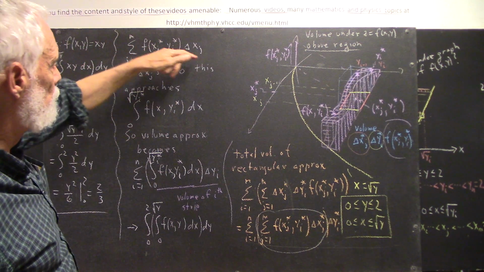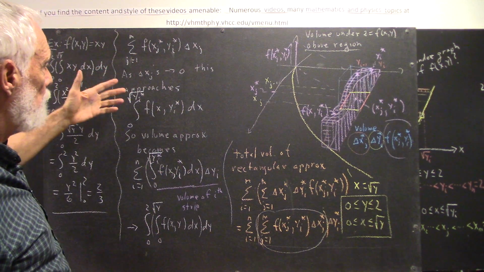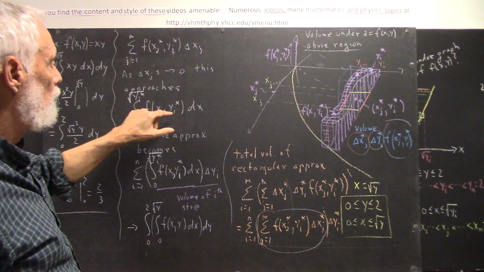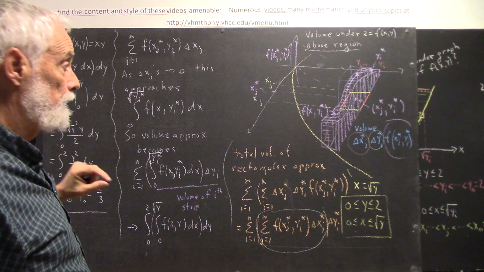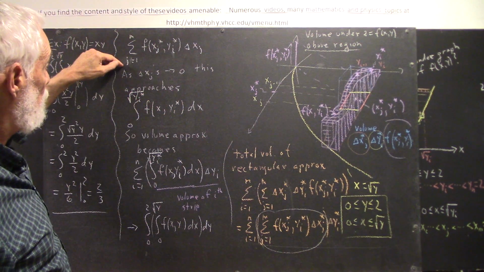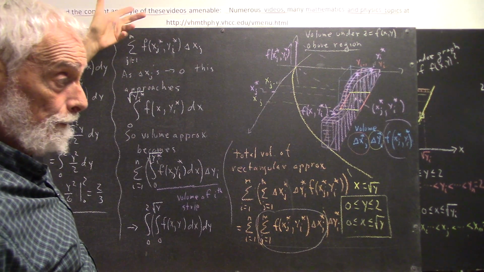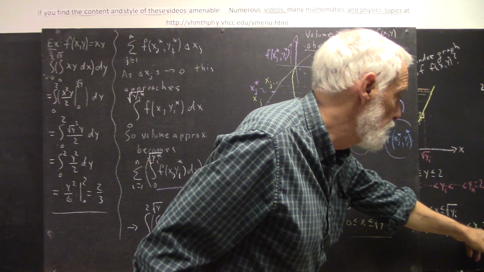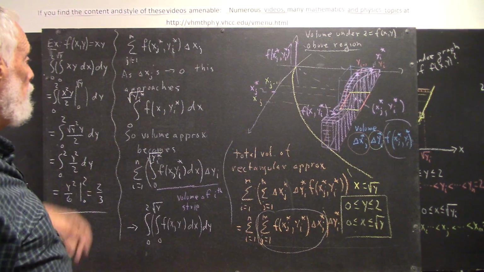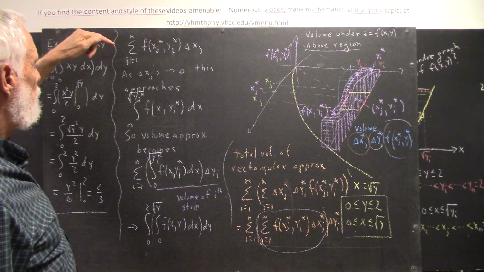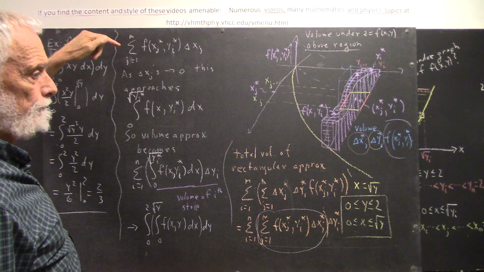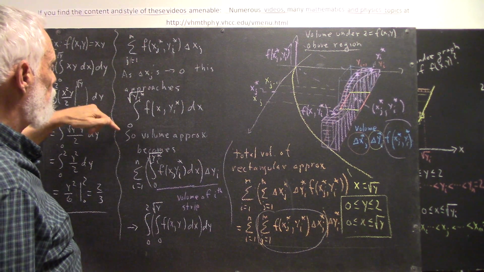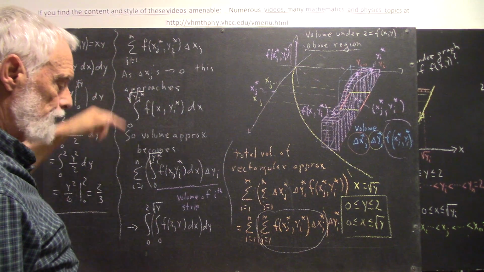Well, as your delta x_j's approach 0, this does approach an integral of the continuous function f of x, y sub i star, with respect to x. And the sum goes from j equals 1 to m. Well, the x_j's end at x sub m, which is equal to the square root of y sub i. So the sum takes x values from 0 to the square root of y sub i star.